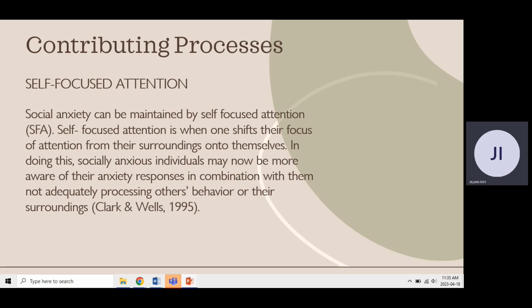So some contributing processes to social anxiety, one of them being self-focused attention. Social anxiety can be maintained by self-focused attention, and this is when one shifts their focus of attention from their surroundings onto themselves. And in doing this, socially anxious individuals may now be more aware of their own anxiety responses, as well as them now not adequately processing others' behavior or their surroundings.